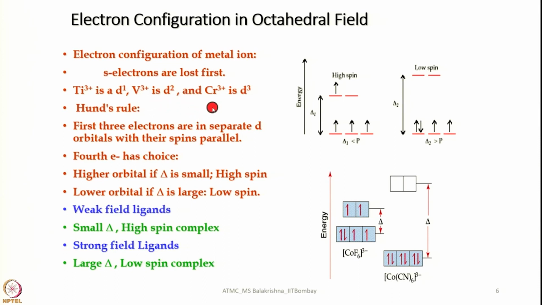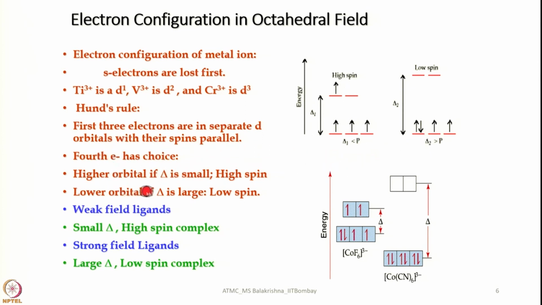And then in case of chromium, we have 3d4 4s2 system, and if you remove 3 electrons, we will be left with d3 system. And the first 3 electrons are in separate d orbitals with their spins parallel. That means while filling electrons, Hund's rule is followed, and the 4th electron has a choice. For example, if you have 3 electrons, automatically they will go to individual, separate orbitals, and when the 4th electron comes, it has a choice of going to the 4th orbital, or it can also get paired. So, that means here we have to introduce one more term, the pairing energy.